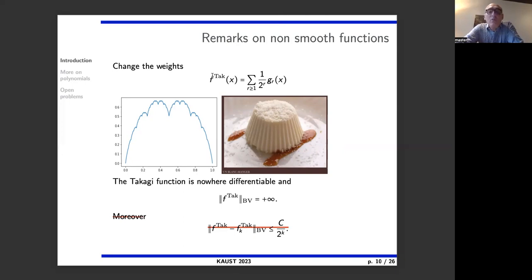What is interesting with this Takagi function is that it is the function where the weights are 1 divided by 2 to the power r, and it is drawn here. It is a function which is nowhere differentiable. You can prove that. There are many ways to be non-differentiable at a point, but you can calculate the BV semi-norm. Actually, this function is not BV. You can check.